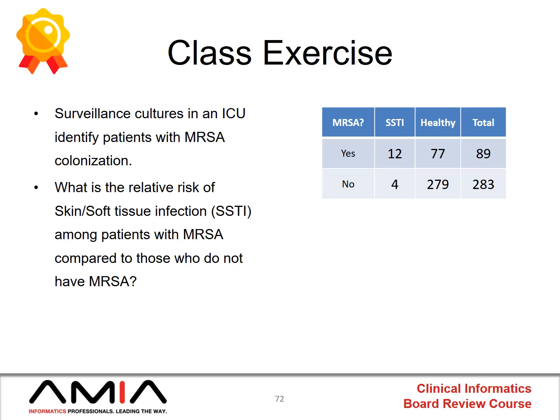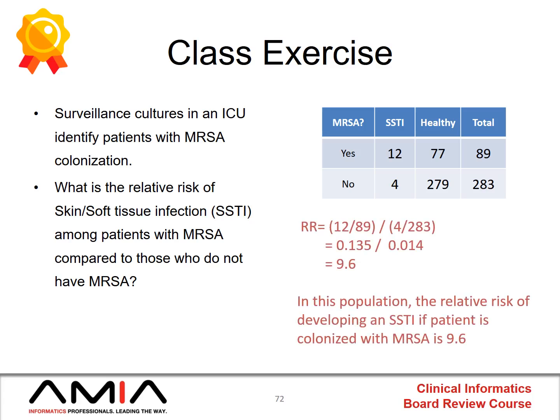Okay? So all we have to do is find out the probability of SSTI among patients who have been exposed to MRSA divided by the probability of SSTI among patients who do not have MRSA exposure, and that'll give us our relative risk.